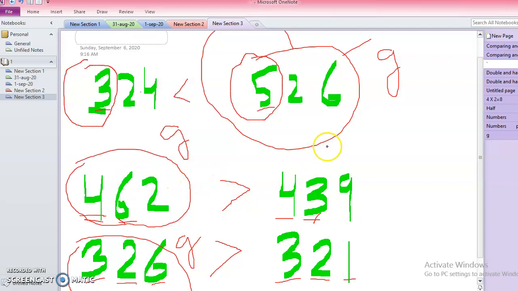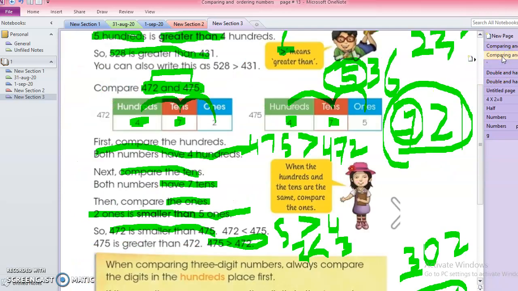Now, what happens if the tens place value is also same, like here in the book you can see. I'll show you the book. What happens when you have 100 value same also and tens value same also? Then you will go for ones. If you have same value in 100, same value in tens, that is 4 and 7, then you will go for ones. And then if 2 is less than 5, so you will say 475 is greater than 472, or I will make greater sign like this, or I can say 472 is smaller than 475.